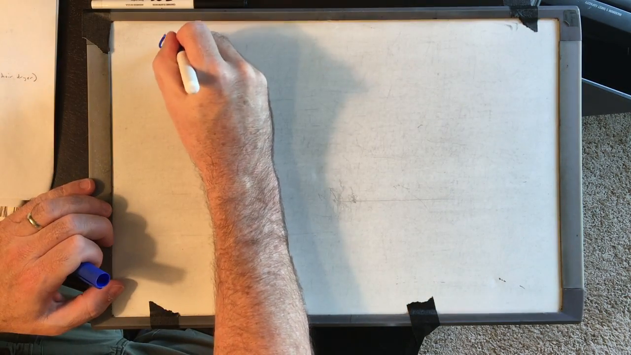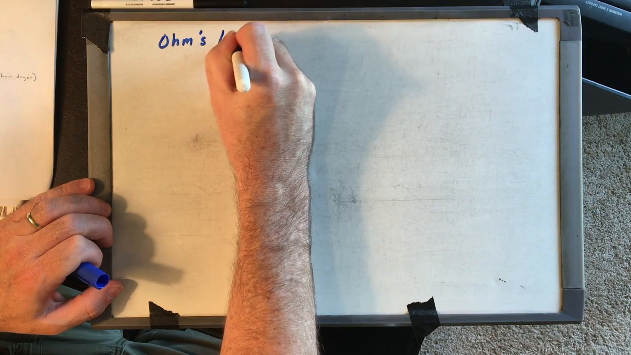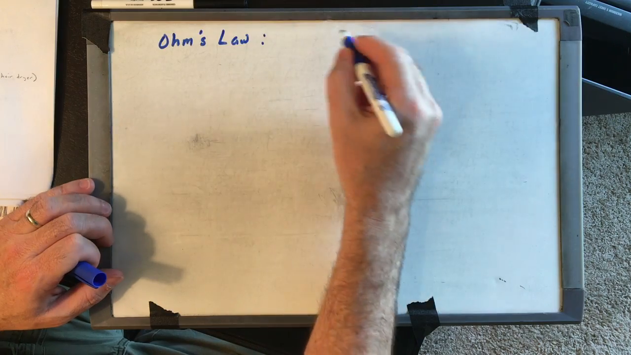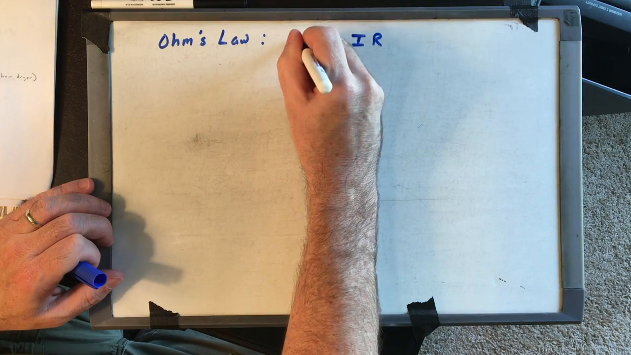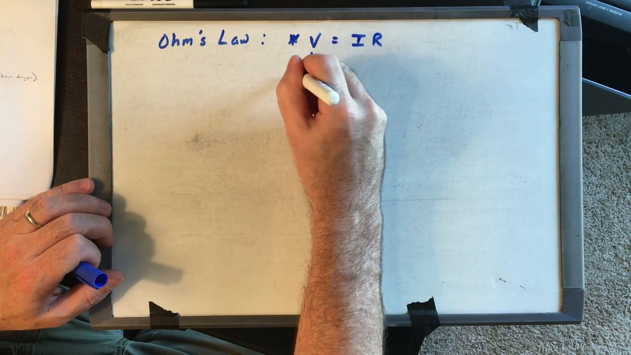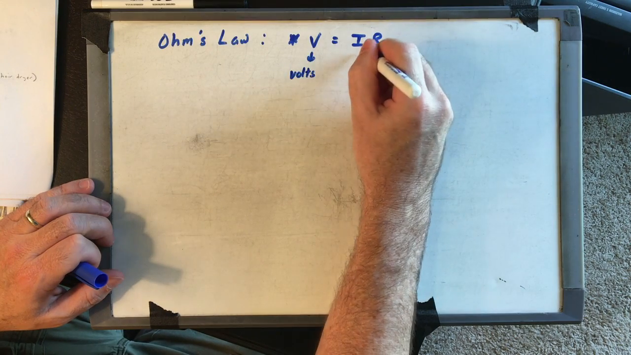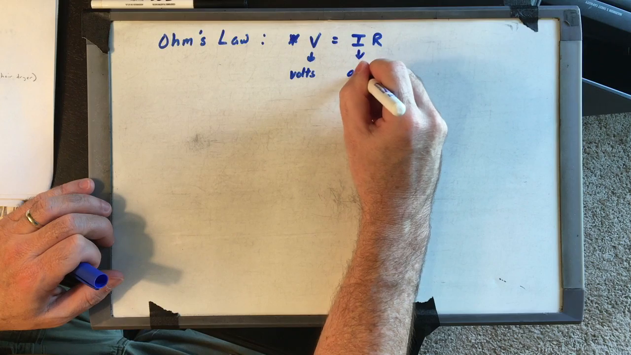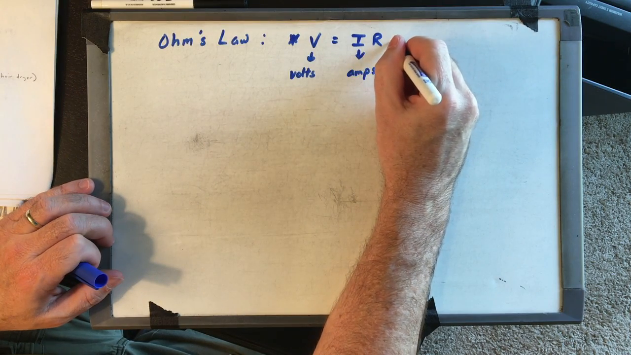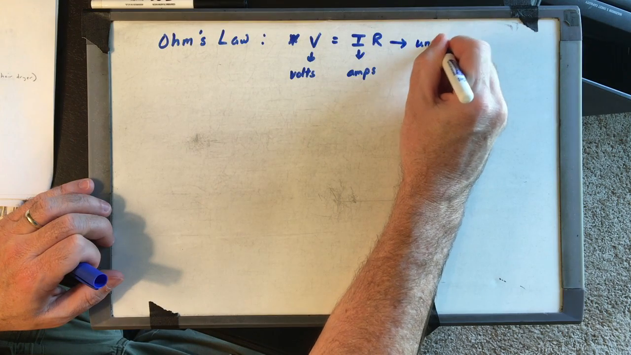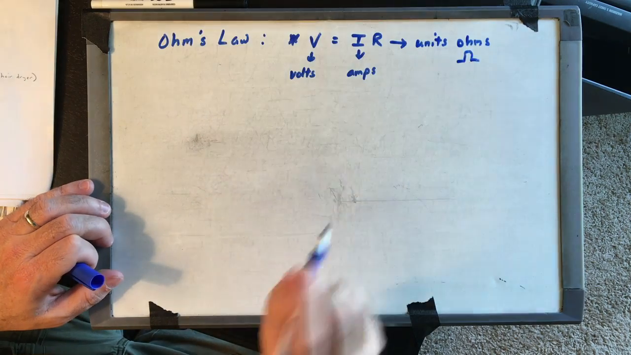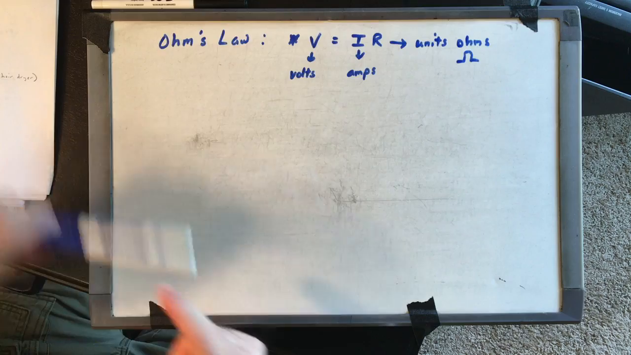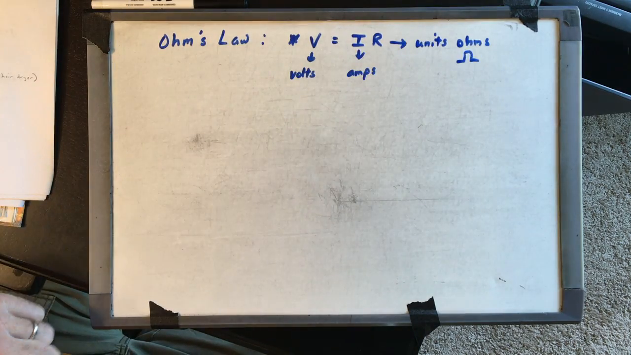Okay, and the first thing that we want to write out is Ohm's law. So Ohm is a scientist, and that is V is equal to IR. So you have to memorize this equation. V is voltage, so the unit would be volts. I is current, so the unit is amps. R is resistance. Resistance, the unit is ohms. And the symbol for ohms is the Greek omega. So you'll be using this equation a lot.